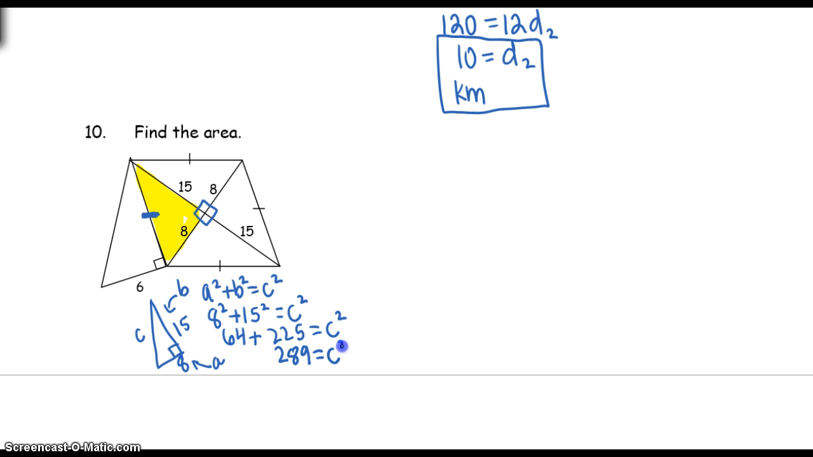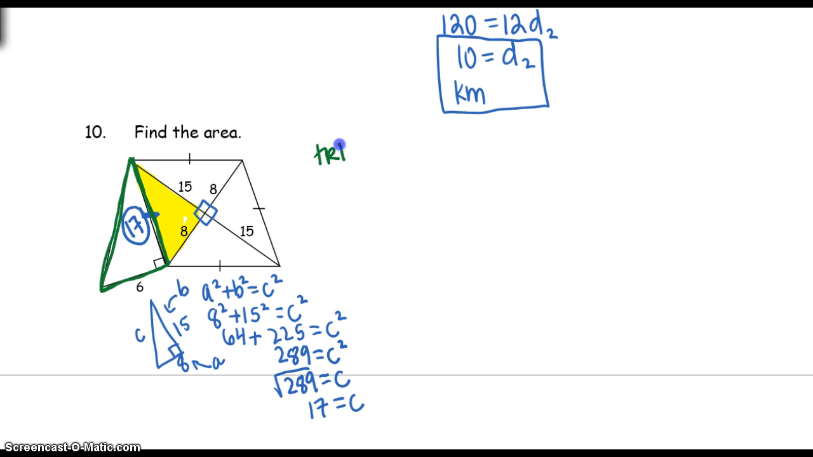That equals c squared. How do you get rid of a square? Well, you square root it. So if we square root both sides, the square root of 289 on the calculator is 17. So we found out that this right here is 17. So now we can finally start working on the area. Can you even believe that? We have not even started working on the area yet because we had to do a little investigation to find out what that height is for that triangle.